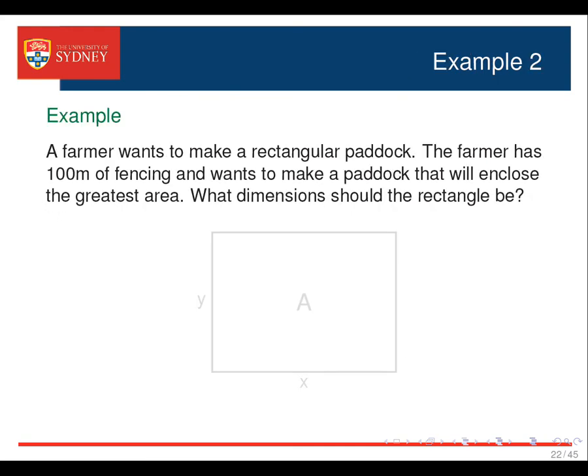Let's consider another example. A farmer wants to make a rectangular paddock. The farmer has 100 meters of fencing and wants to make a paddock that will enclose the greatest area. What dimension should the rectangle be? First of all, it is good to visualize what the problem is, so draw a rectangle representing this paddock.